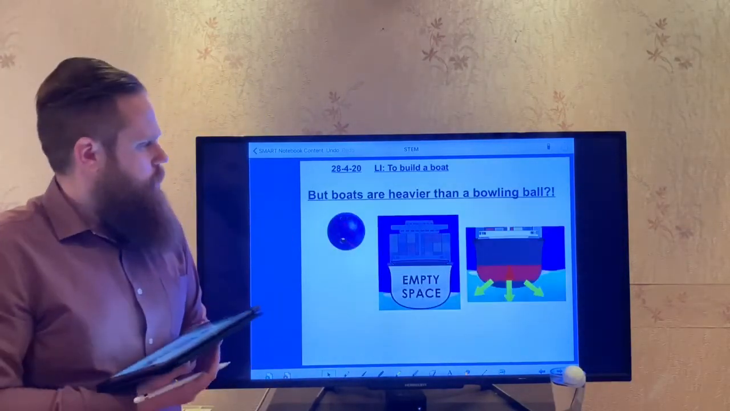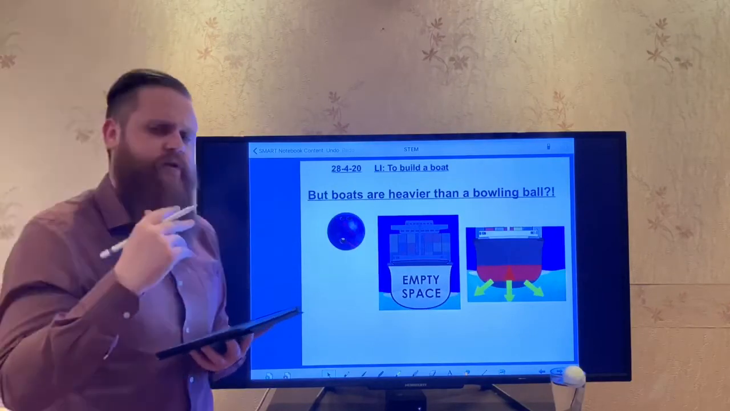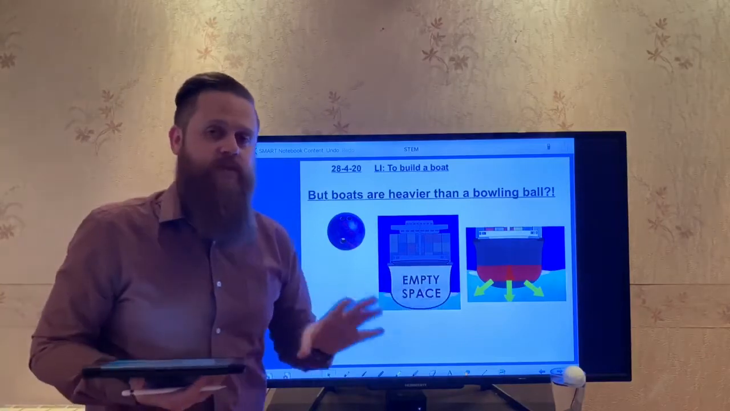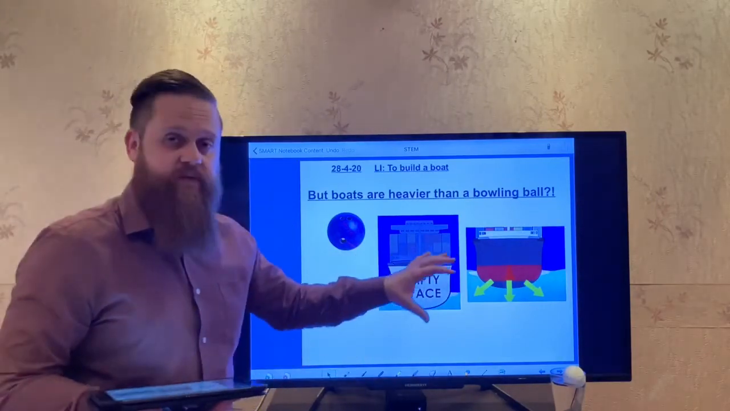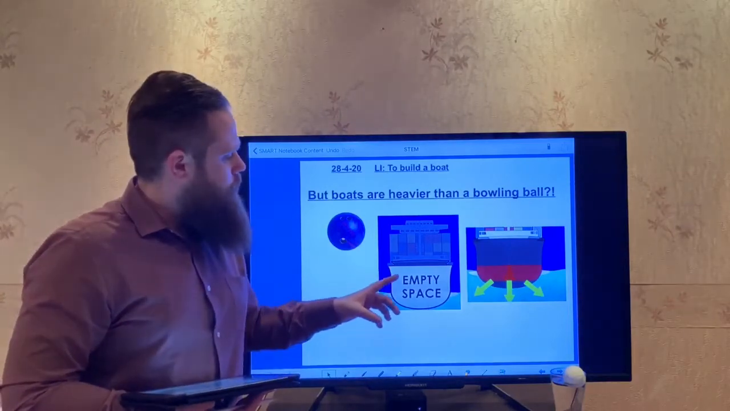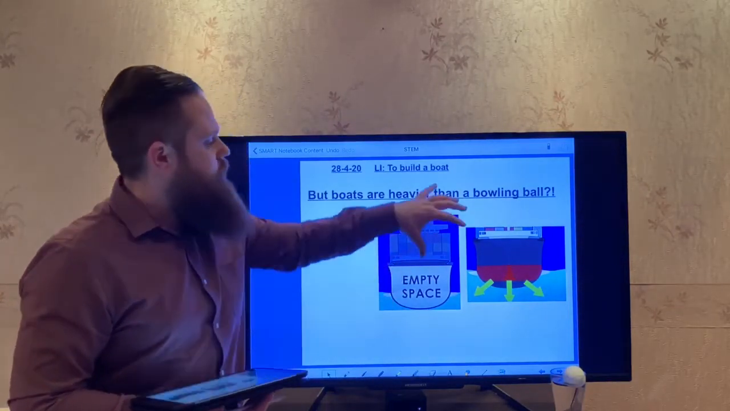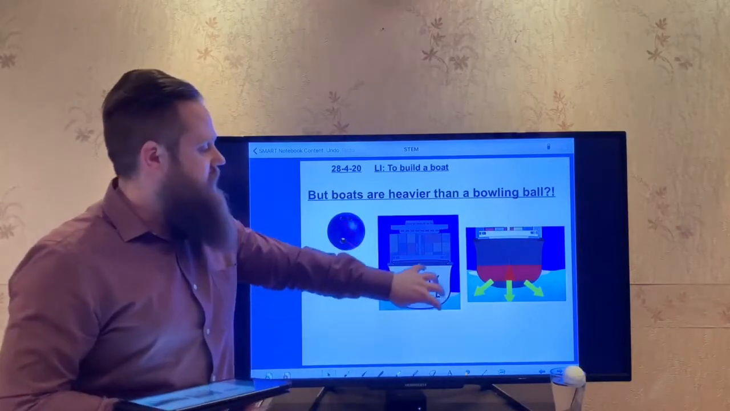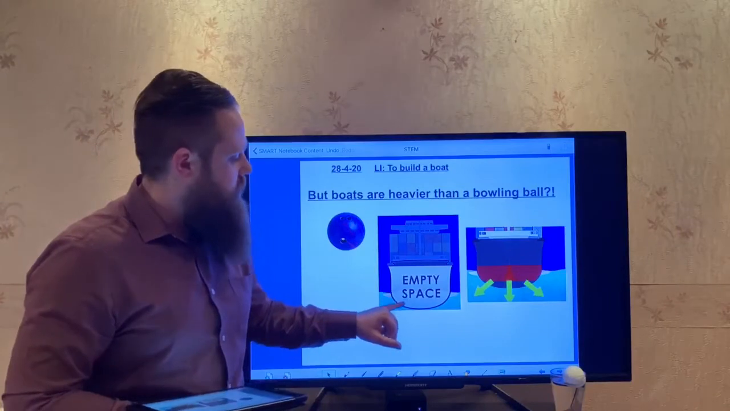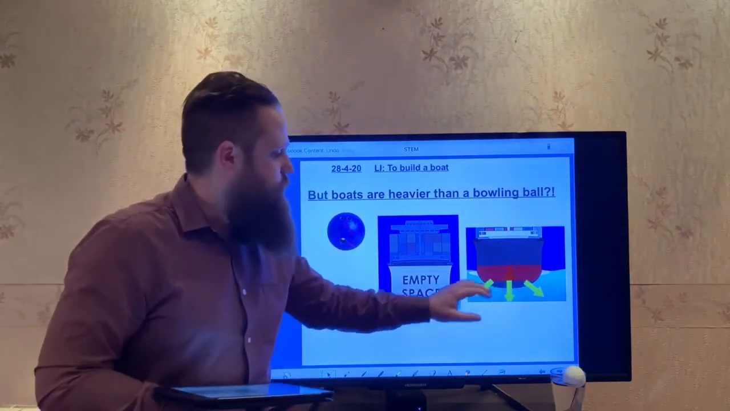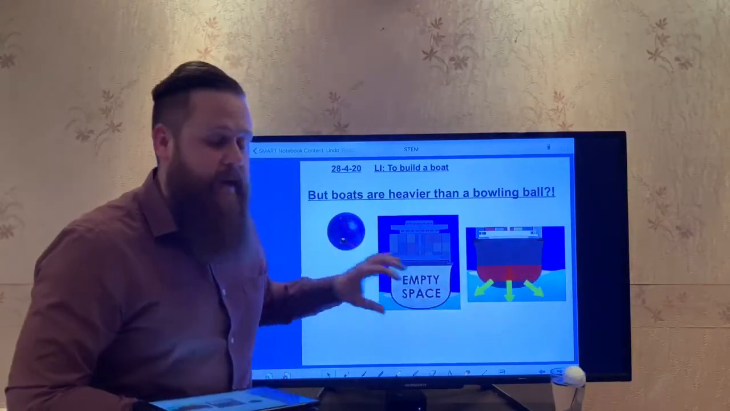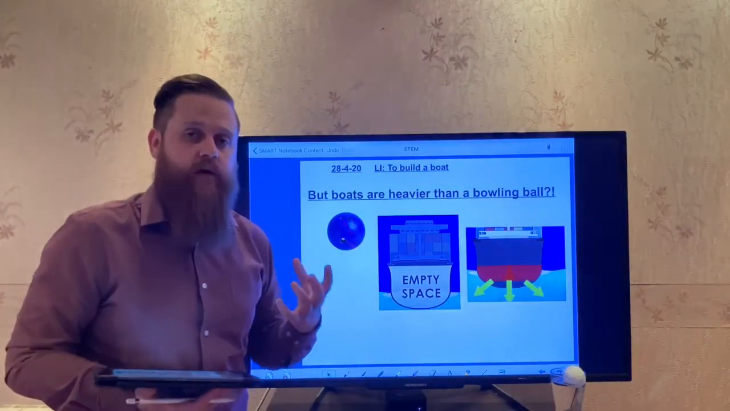But, hold on, boats are heavier than a bowling ball. Well, yes, but boats have lots of empty space underneath them. They may be very heavy, they may be made out of very dense materials, metals, but even with the metal it's made from, even with all the cargo and all the people on top, there's still a lot of empty space underneath. And they've been designed, you can see if you look at the shape of these, to displace the water. This, combined with the empty space, helps it to stay afloat.